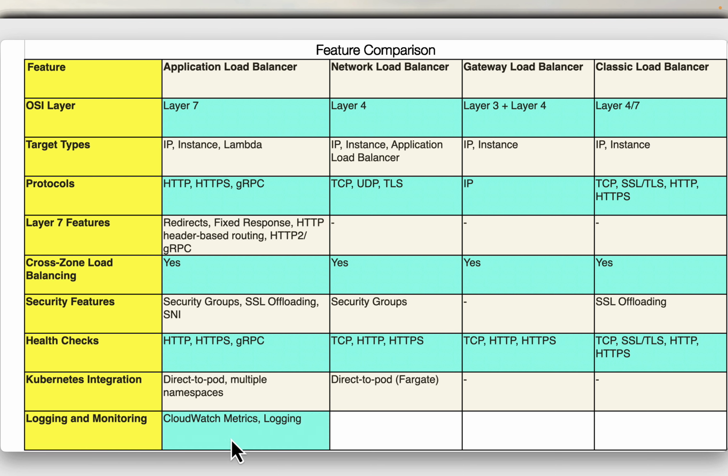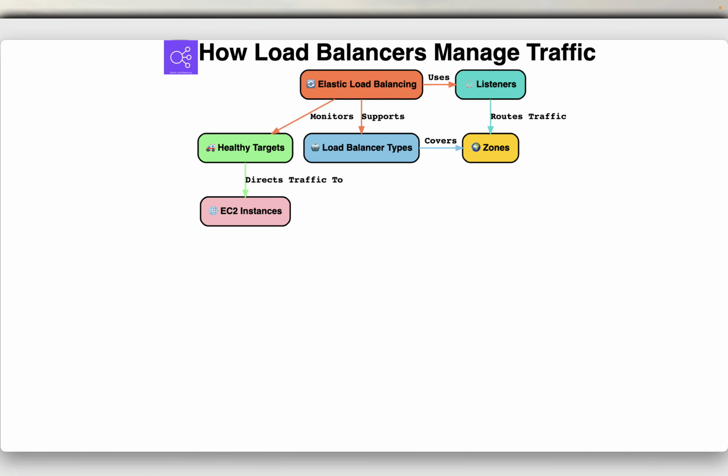Then logging and monitoring. It supports CloudWatch metrics and logging, and same for all others. How load balancers manage traffic.